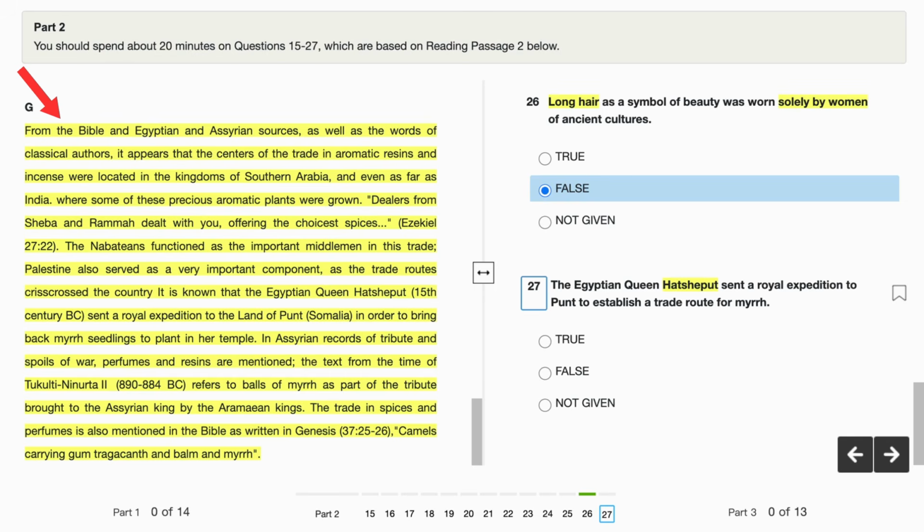In Assyrian records of tribute and spoils of war, perfumes and resins are mentioned. The text from the time of Tukulti-Ninurta II, 890 to 884 BC, refers to balls of myrrh as part of the tribute brought to the Assyrian king by the Aramaean kings. The trade in spices and perfumes is also mentioned in the Bible as written in Genesis 37:25-26, camels carrying gum tragacanth and balm and myrrh.